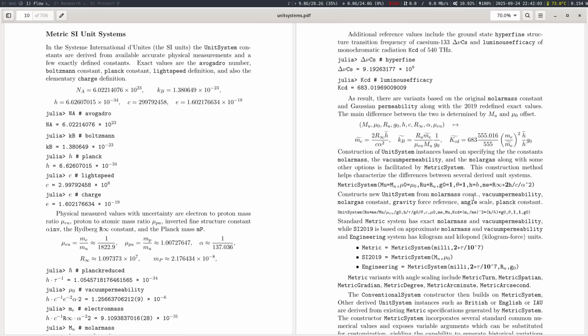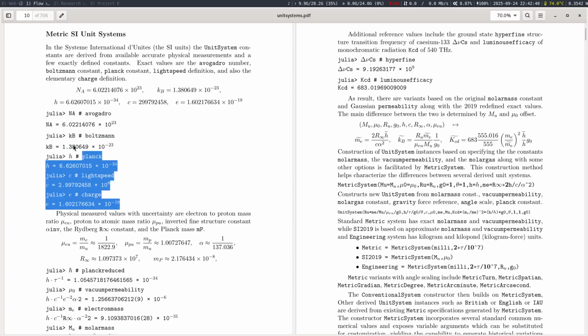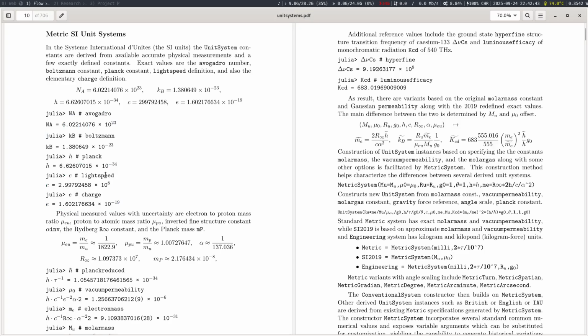In the Système International des Unités, the SI units, the unit system constants are derived from available accurate physical measurements and a few exactly defined constants. Exact values are the Avogadro number, Boltzmann constant, Planck constant, light speed definition, and also the elementary charge definition. So what we've got is these 5 numbers right here that we're going to start out with. That's the Avogadro number, the Boltzmann, Planck, light speed. So in SI 2019, these are pretty standard.